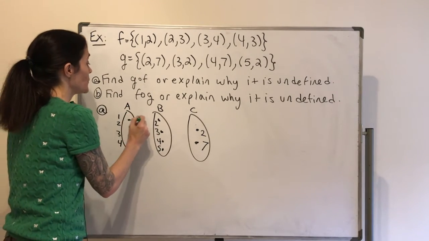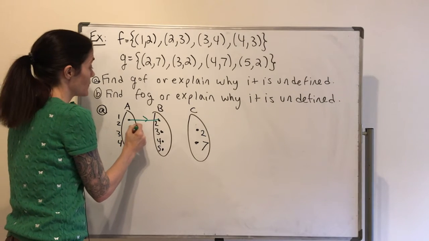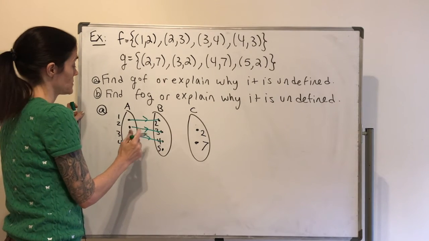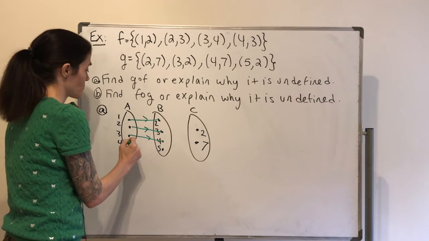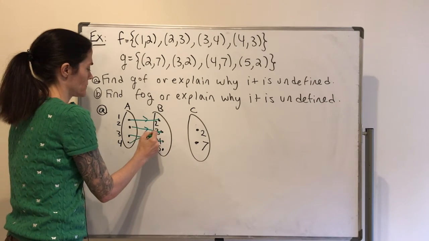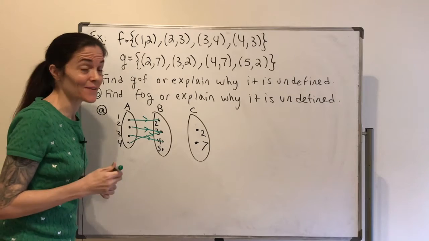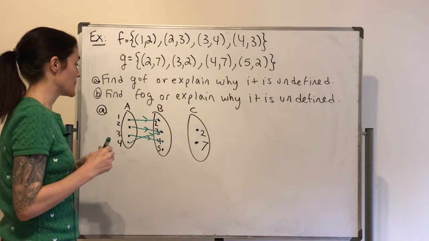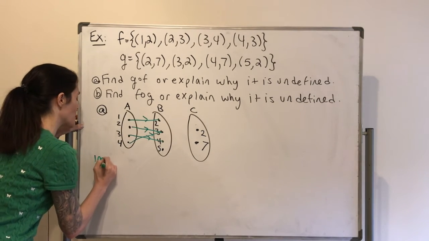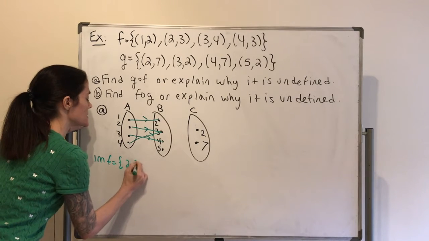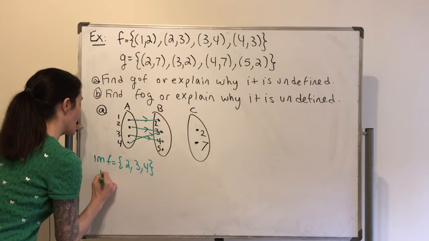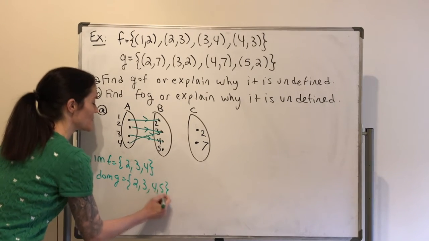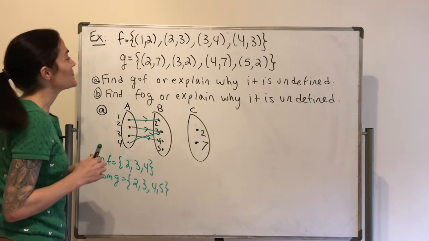F maps 1 to 2. F maps 2 to 3. F maps 3 to 4. And F maps 4 to 3. Okay, this is an example already. What I said, we absolutely must have the image of F contained in the domain of G. And we see that here, just as an important comment. The image of F is the set 2, 3, 4, and the domain of G is the set 2, 3, 4, 5. And certainly the image of F is contained in the domain of G.